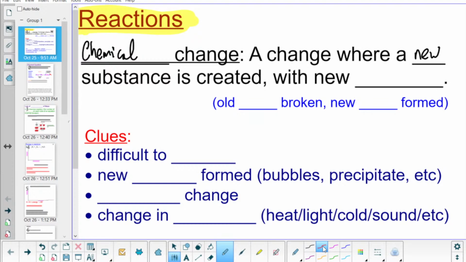A new substance is created with new properties. With a chemical change, what's broken and reformed? Bonds. Bonds. Bonds. James Bonds.